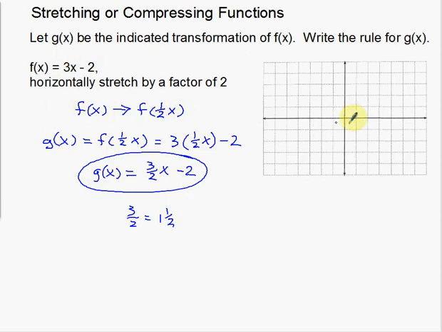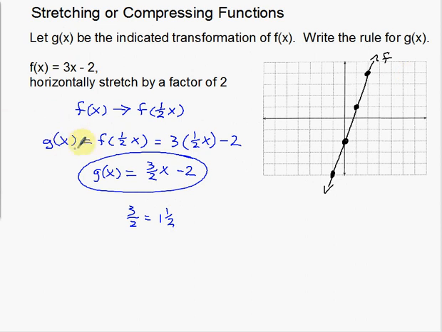I'm going to take this function and graph it. Negative 2 for my y-intercept and a slope of 3, 3 over 1. So 1, 2, 3 over 1, and 1, 2, 3 over 1. And then here is my line. There we go. All right, this is my f function. Make sure you label it so I know which one is which.